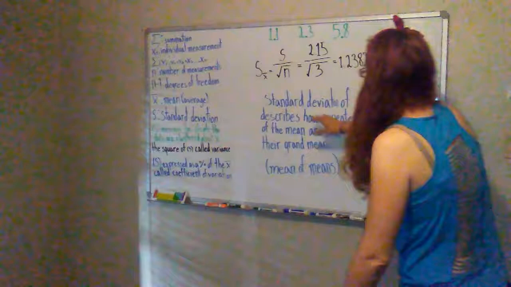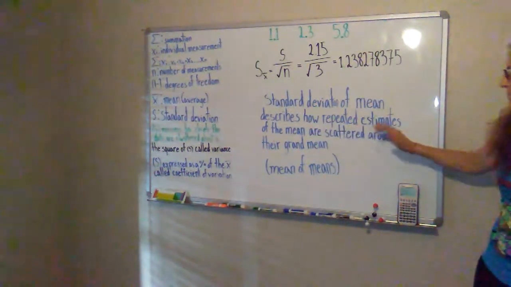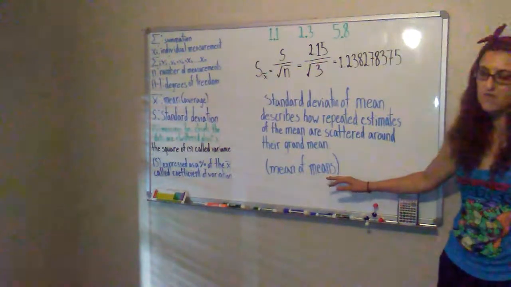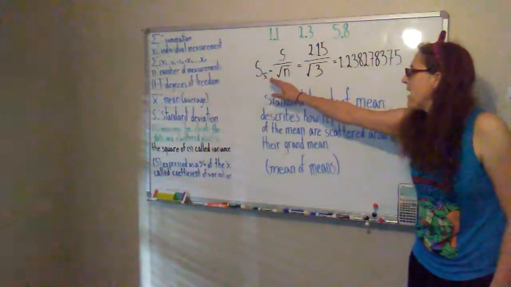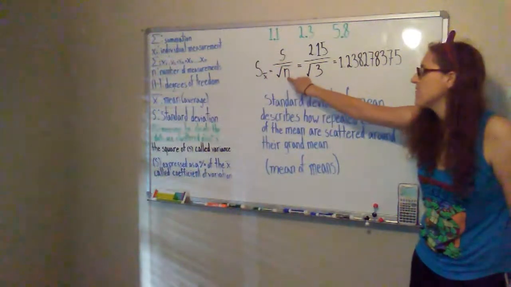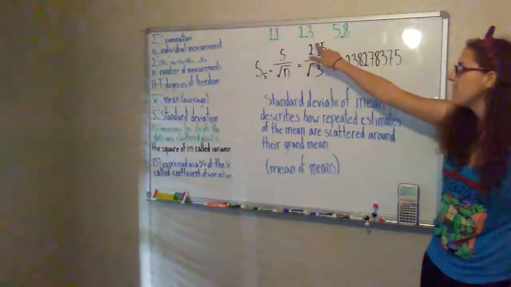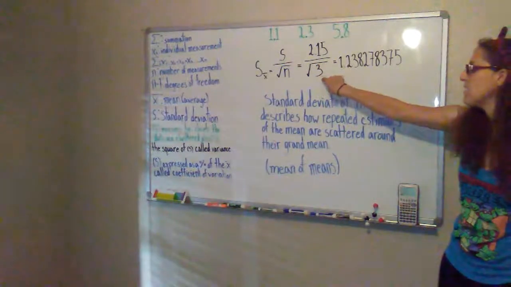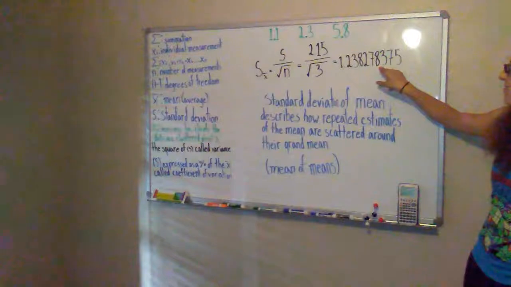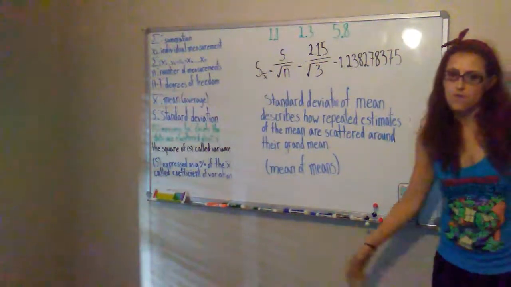So the standard deviation of the mean describes how repeated estimates of the mean are scattered around their grand mean, so pretty much a mean of the means. You calculate it by dividing the standard deviation by the square root of the number of measurements. So that would be 2.15 divided by the square root of 3 to give us 1.238278375. Thank you, and I hope you enjoyed.